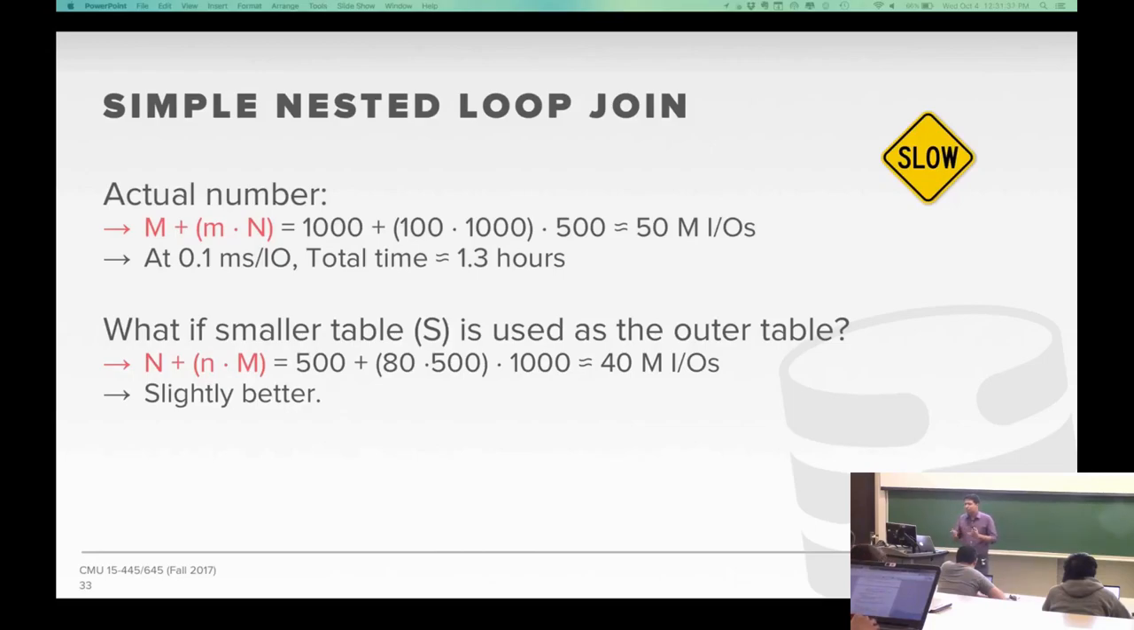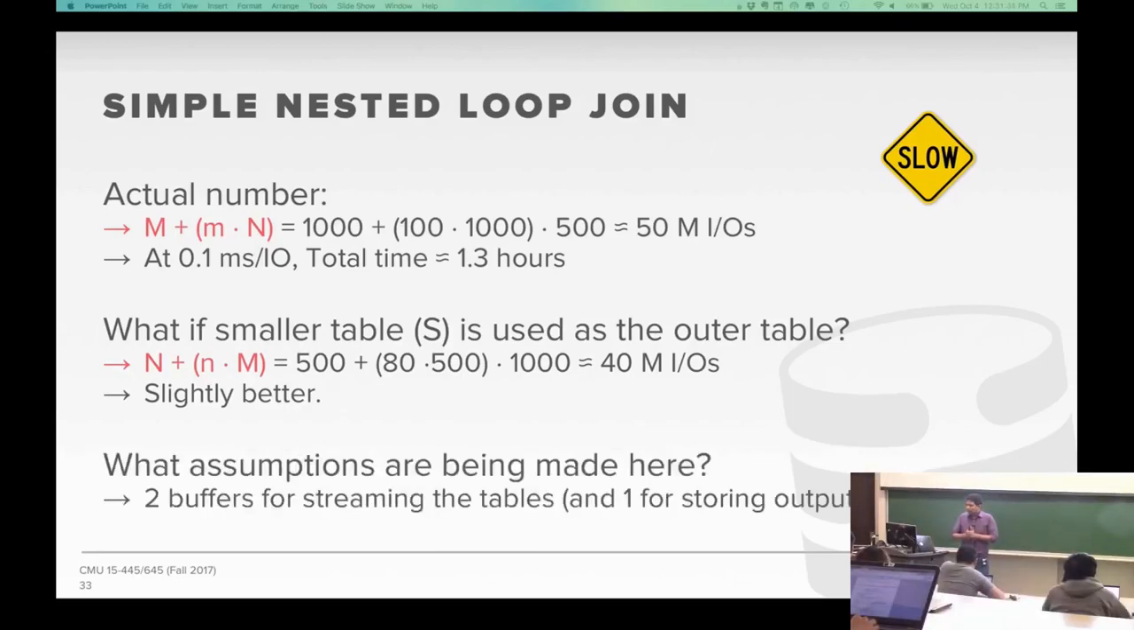So what assumptions are being made here? We essentially use a couple of buffers for streaming the two tables, R and S, and we use one buffer for storing the output. So we basically again just make use of three buffers, but in reality you will probably have more buffers. So anyone has any ideas for how to speed up this simple nested loop join algorithm?